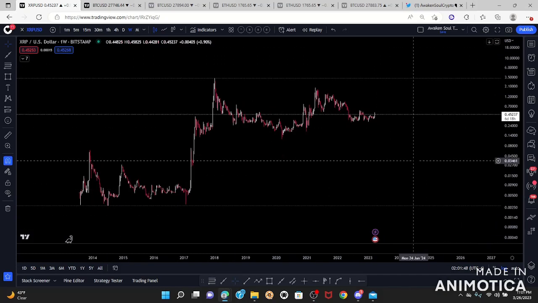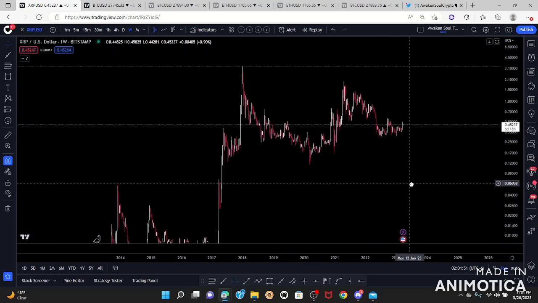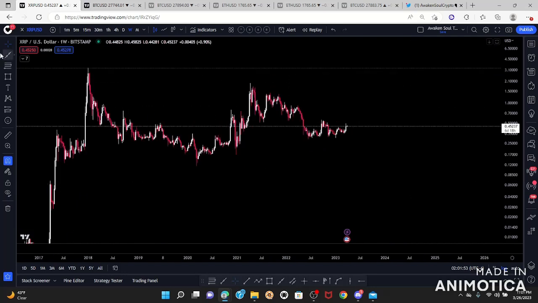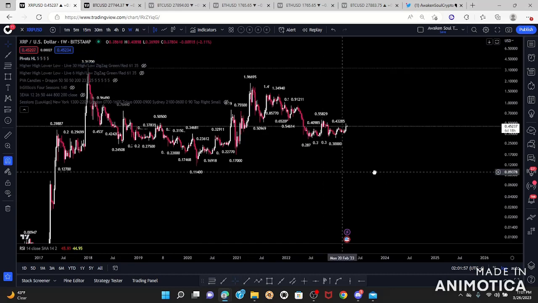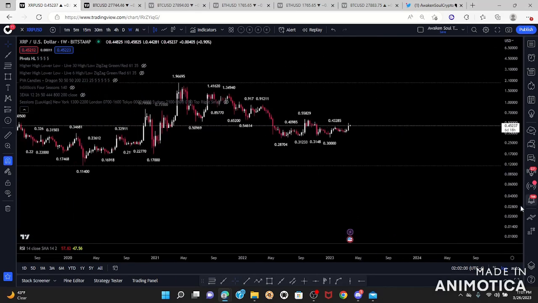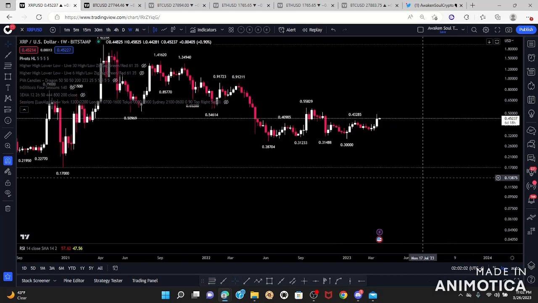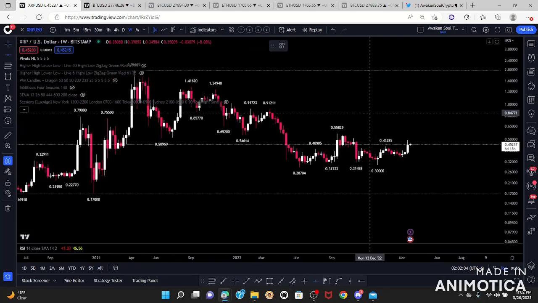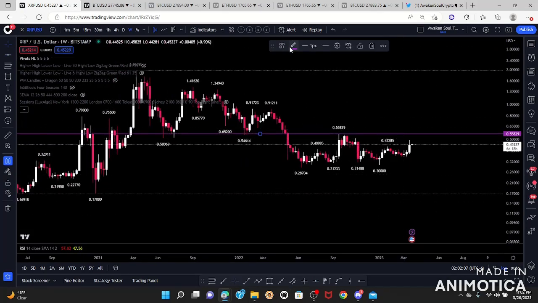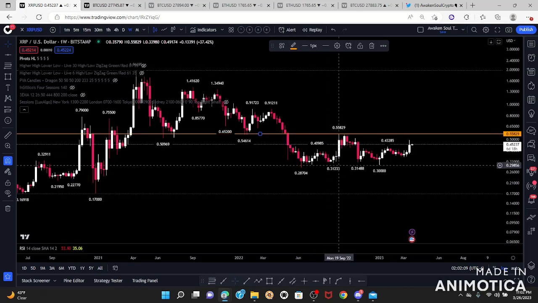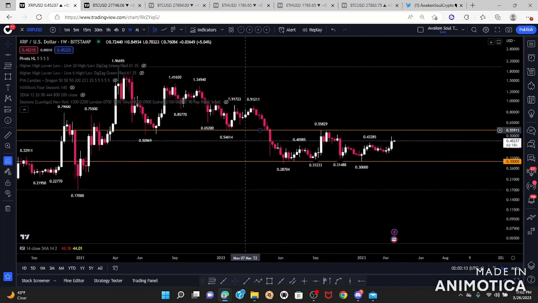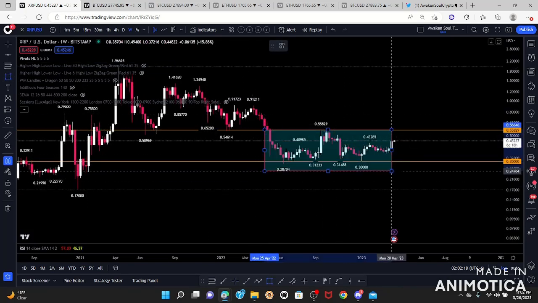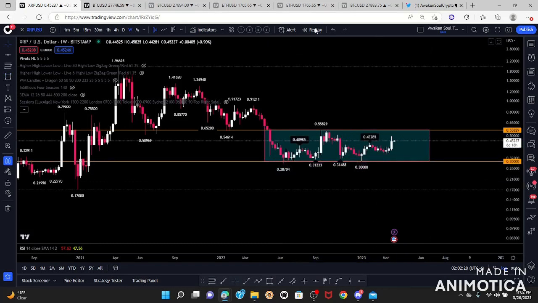First thing is we're going to start off on our weekly time frame. We're going to set some support and resistance using our pivot highs and lows indicator. We're going to set a support and resistance horizontal line. So this would be my weekly resistance and this is my weekly support. As you can see, it's playing with this contraction phase here.